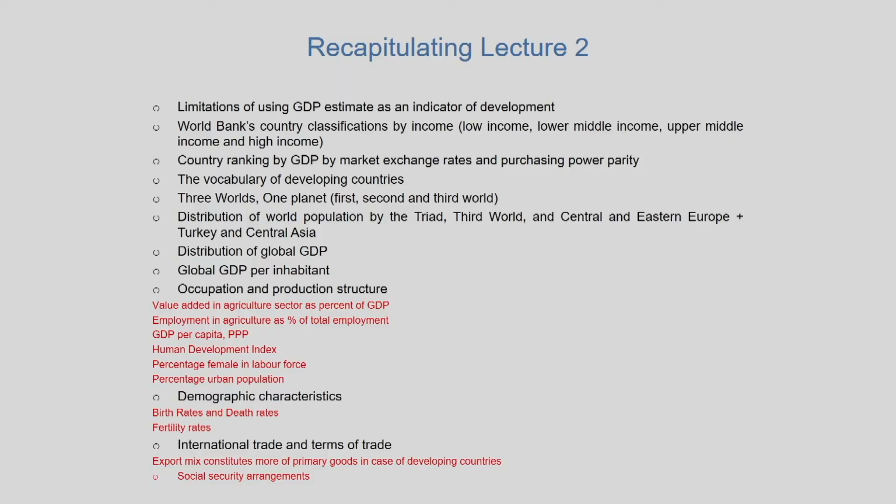And the World Bank's World Development Indicators of 2017 showed us that there are primarily 4 country classifications that the World Bank follows: low income, lower middle income, upper middle income and high income.